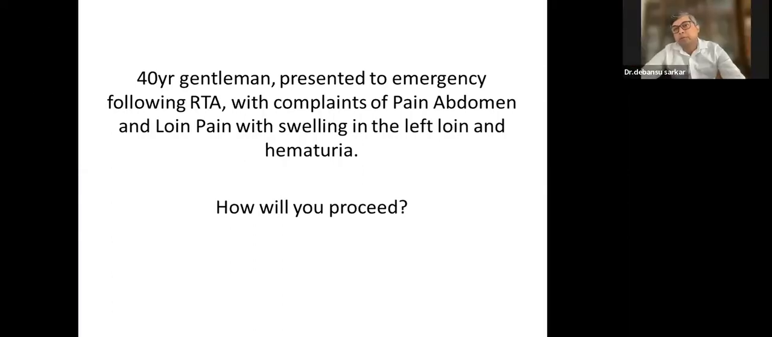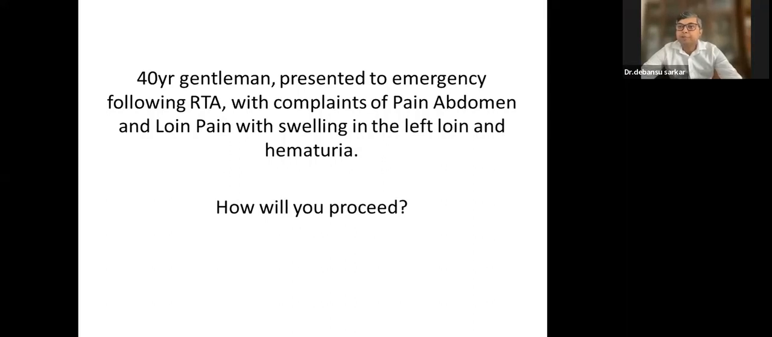Okay, so this is a typical scenario where you find patients in emergency with history of trauma. So what are the specific histories you will ask in this patient which are important for your management? And after that, what are the specific things you will look for in any genitourinary trauma?